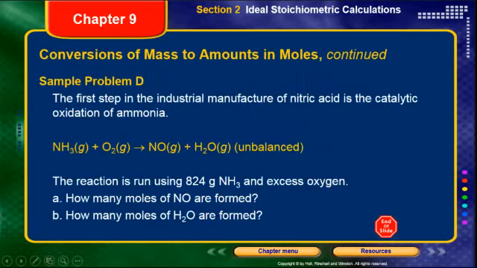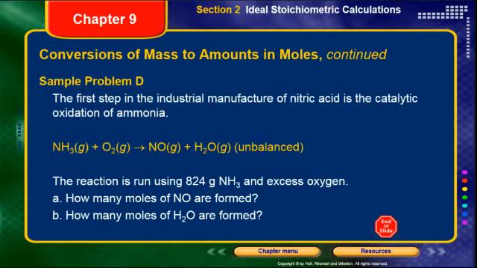All right, here's a sample problem for converting mass to moles. The first step in the industrial manufacture of nitric acid is the catalytic oxidation of ammonia. So we'll set up that equation. Ammonia plus O2 reacts to yield nitrogen monoxide and water. This is an unbalanced equation, I hope you noticed. So the reaction is run using 824 grams of ammonia and excess oxygen, so there's as much oxygen as you need. A, how many moles of NO are formed? B, how many moles of water are formed?